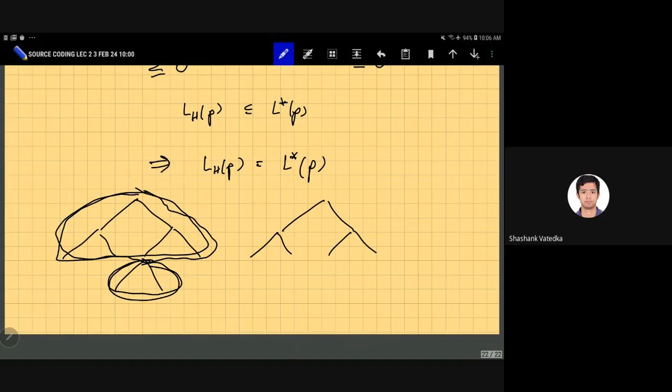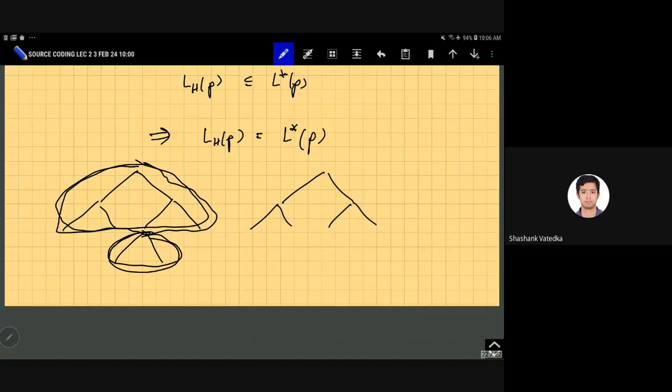When you go through this proof once again, this is in chapter 5 of Cover and Thomas. Basically all I'm covering is in chapter 5 of Cover and Thomas. I think the section is 5.8, optimality of Huffman codes. Sure, I'll also upload these notes.